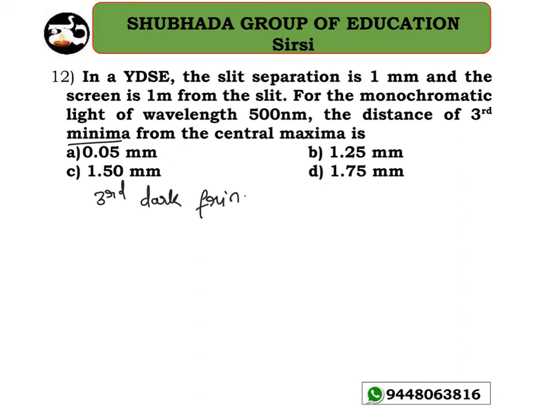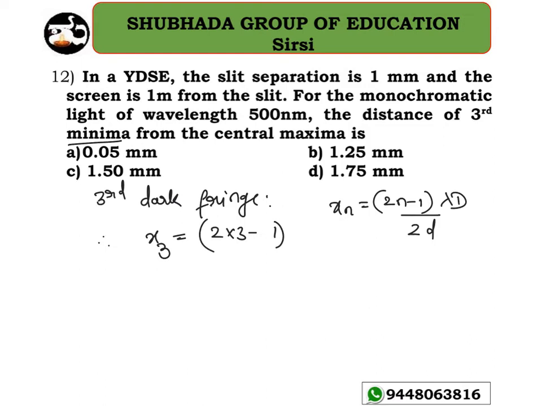So I can take the distance of the third minima as x_n equal to (2n minus 1) into lambda D divided by 2d. So for 3, it is 2 into 3 minus 1, as I'm substituting the value of n as 3. The lambda is given as 500 nanometer, 10 to the power of minus 9. The capital D, the screen, is 1 meter away, divided by 2 into d, 1 millimeter, 1 into 10 to the power of minus 3.